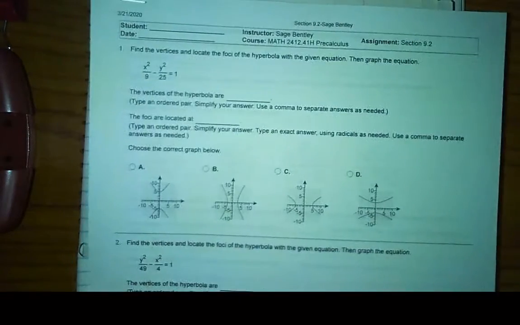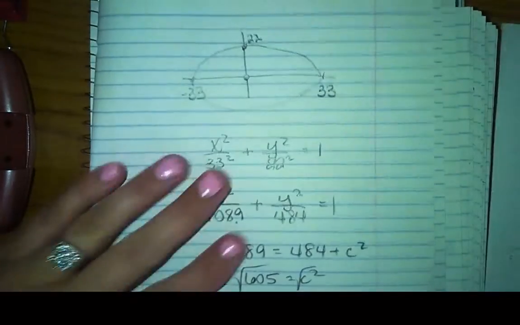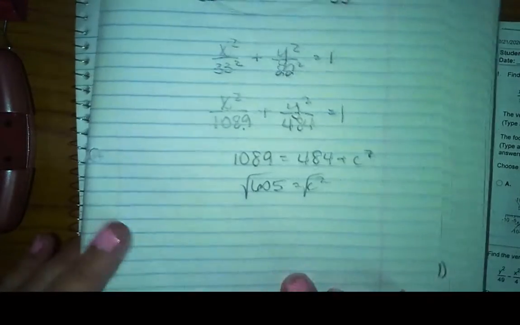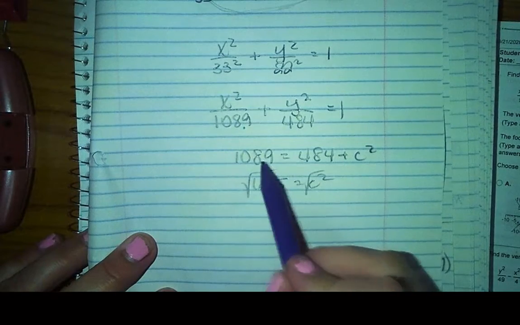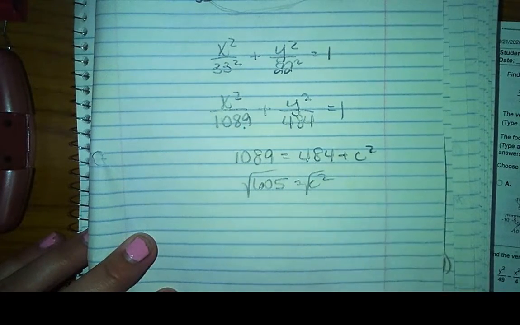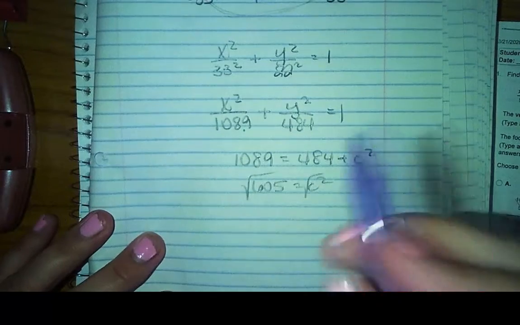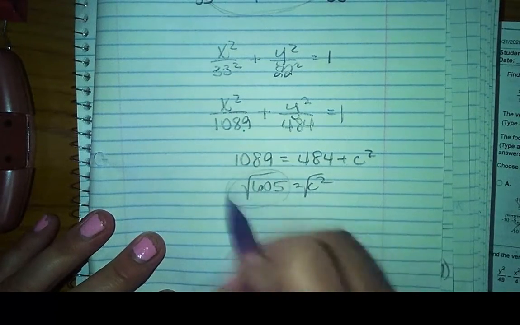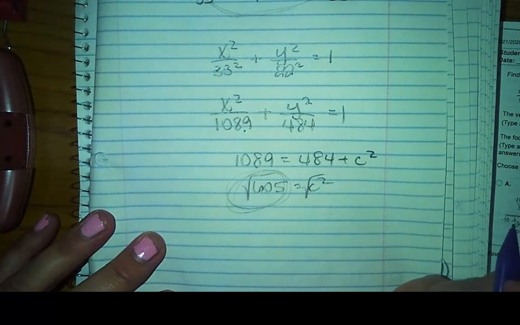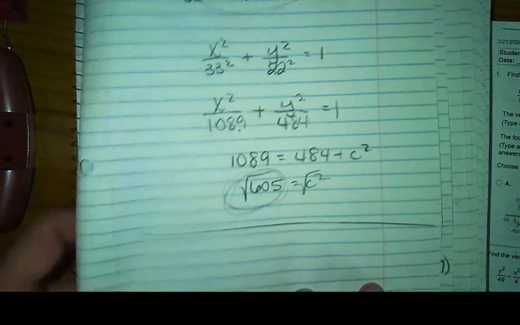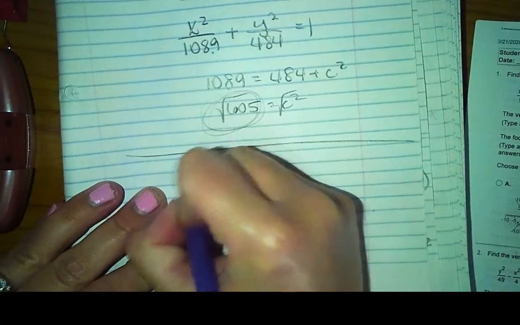So let us formalize. We've got an x squared over 9. Oh no! It's the last problem because I ran out of time. So if you'll notice, 1089 minus 484 plus c squared, and then you take the square root of both sides. And so the little man has to be this far away from the center. Anyway, sorry.